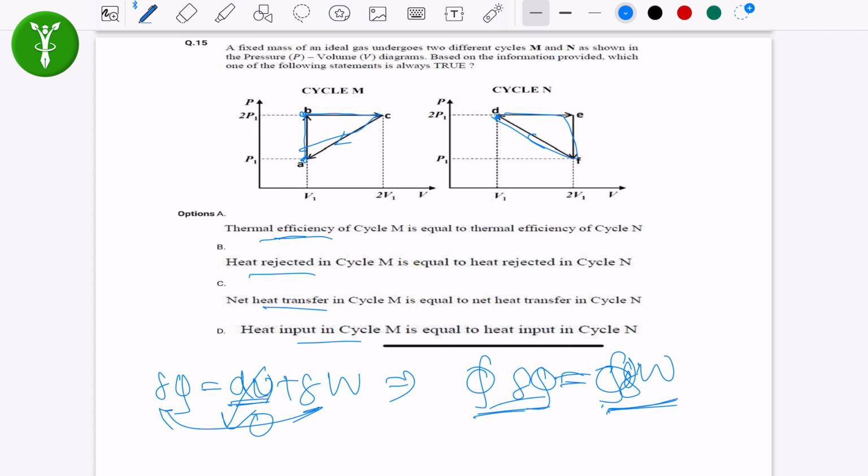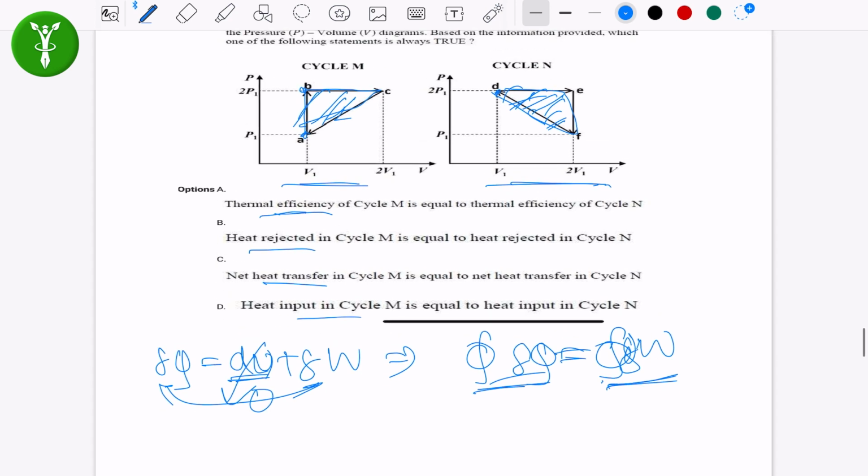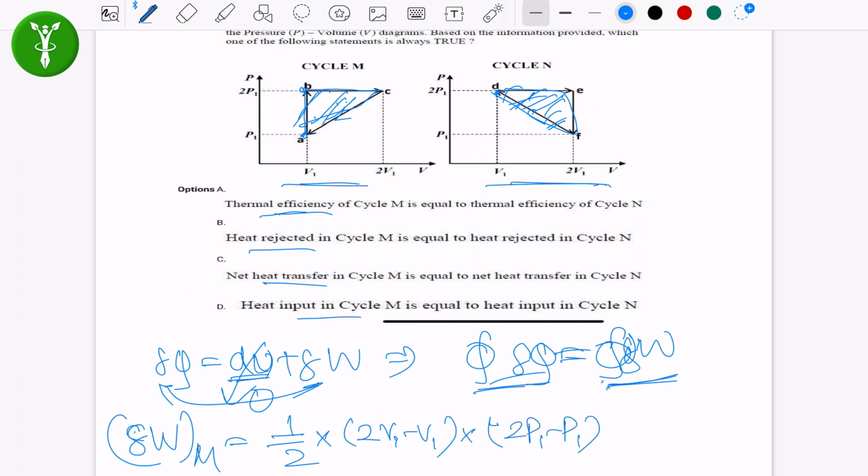So this is the PV diagram. Area under the curve will give net heat transfer, and that will be equal to net work transfer also. If I try to calculate the area under this curve, cycle M, so delta W of M will be equal to, this is a triangle, half base into height. Base is 2V1 minus V1 and height is 2P1 minus P1. This is simply half V1 P1.